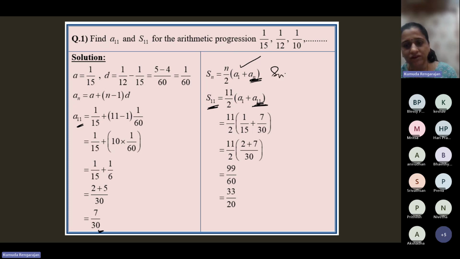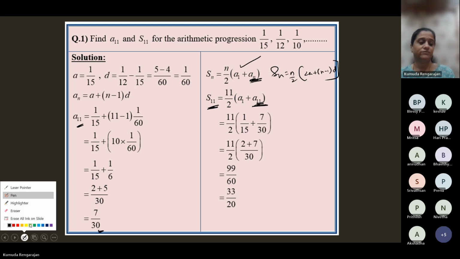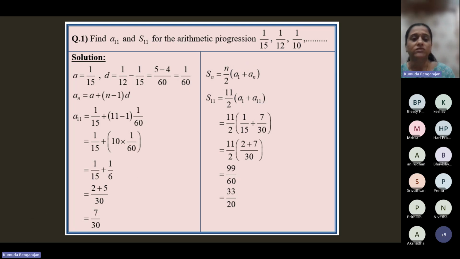You can also use Sn is equal to n by 2 of 2a plus n minus 1 into d. You will get the same answer. So Sn is equal to n by 2 of a1 plus an. That's the formula. We have to find S11, so n is 11. It's 11 by 2 of the first term a1 plus the nth term, which is the 11th term because it is S11. So an is A11.